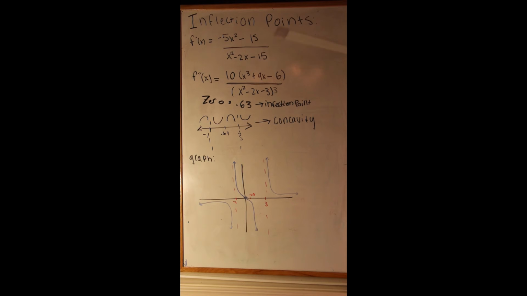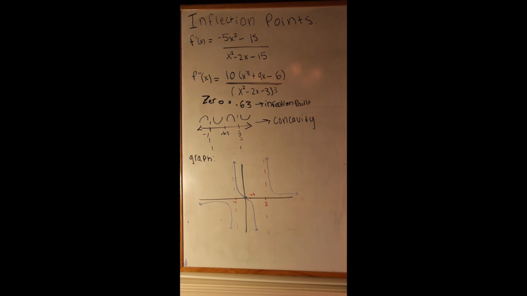Okay, so next thing we had to do was find the inflection points. We already have the derivative, which we found to be negative 5x squared minus 15 over x squared minus 2x minus 3, squared. So the next thing we needed to do was find the second derivative in order to find inflection points and then concavity. So we found the second derivative by using the quotient rule, and there was a lot of algebra in between, but in the end you end up with 10 times x cubed plus 9x minus 6 over x squared minus 2x minus 3, cubed.